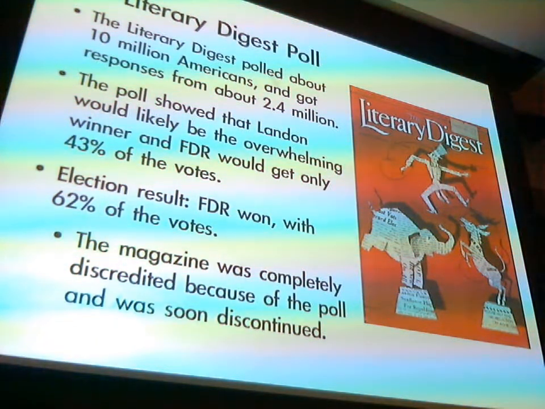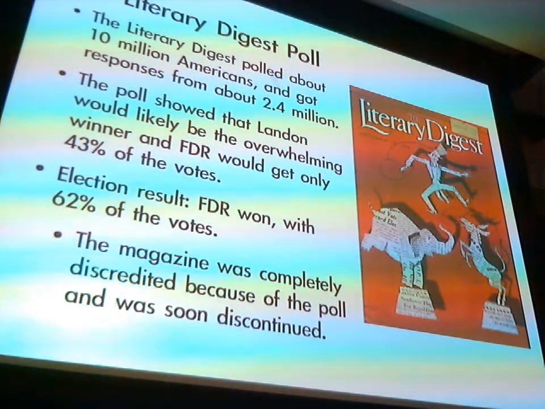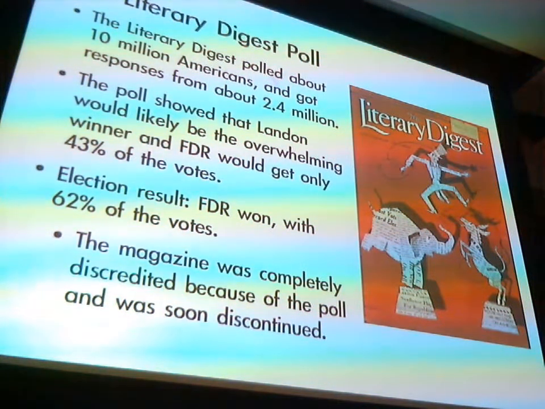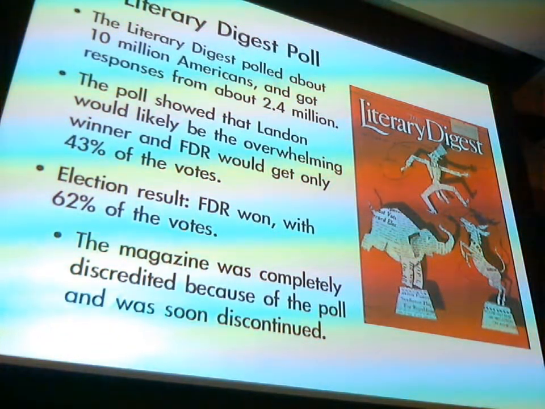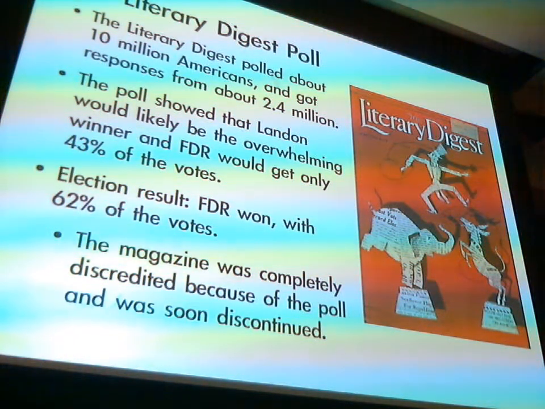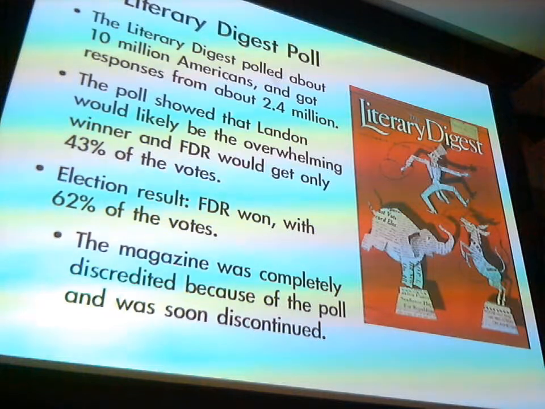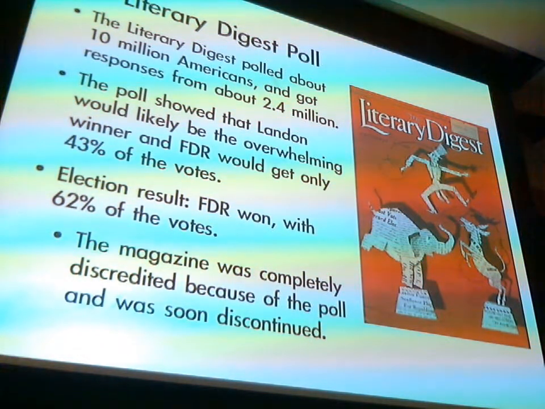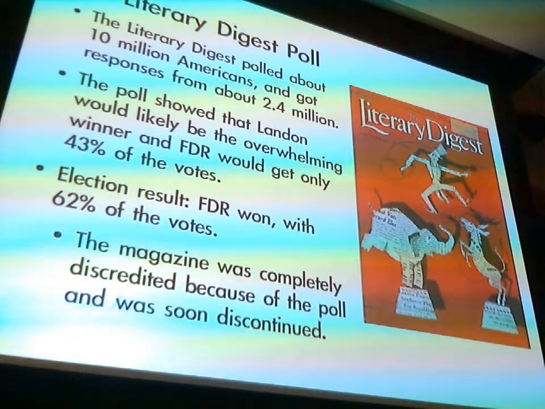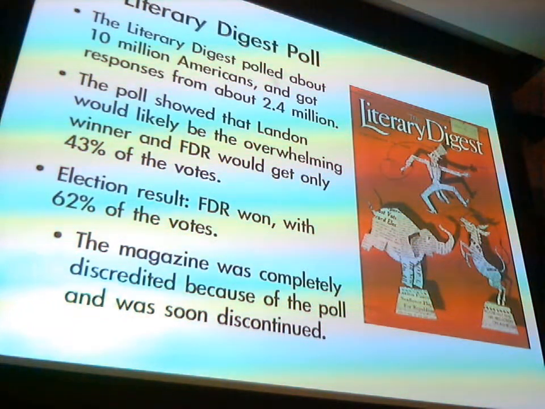Their poll showed that Landon would be the overwhelming winner. FDR would get only 43% of the vote. In the actual election, FDR won with 62% of the vote. So what appears to have been the most likely issue here? The magazine was completely discredited and soon discontinued. This is why we've never heard of this magazine, because they were really bad at stats. What did they do wrong?